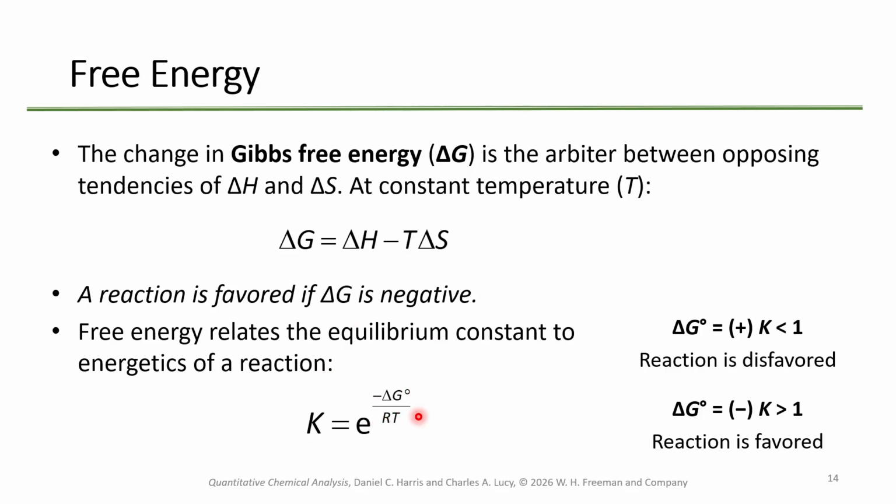Okay, does anybody have any questions so far? So what does that tell you about K is less than 1, by the way? Which is favored if K is less than 1?